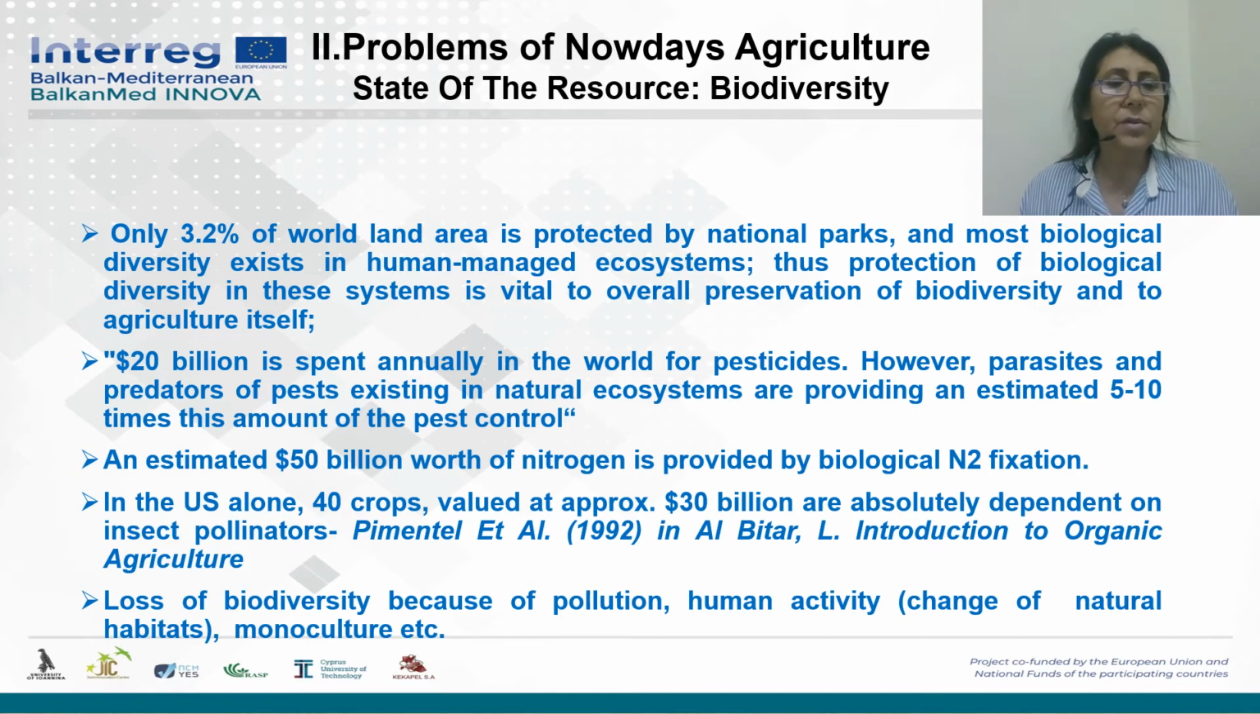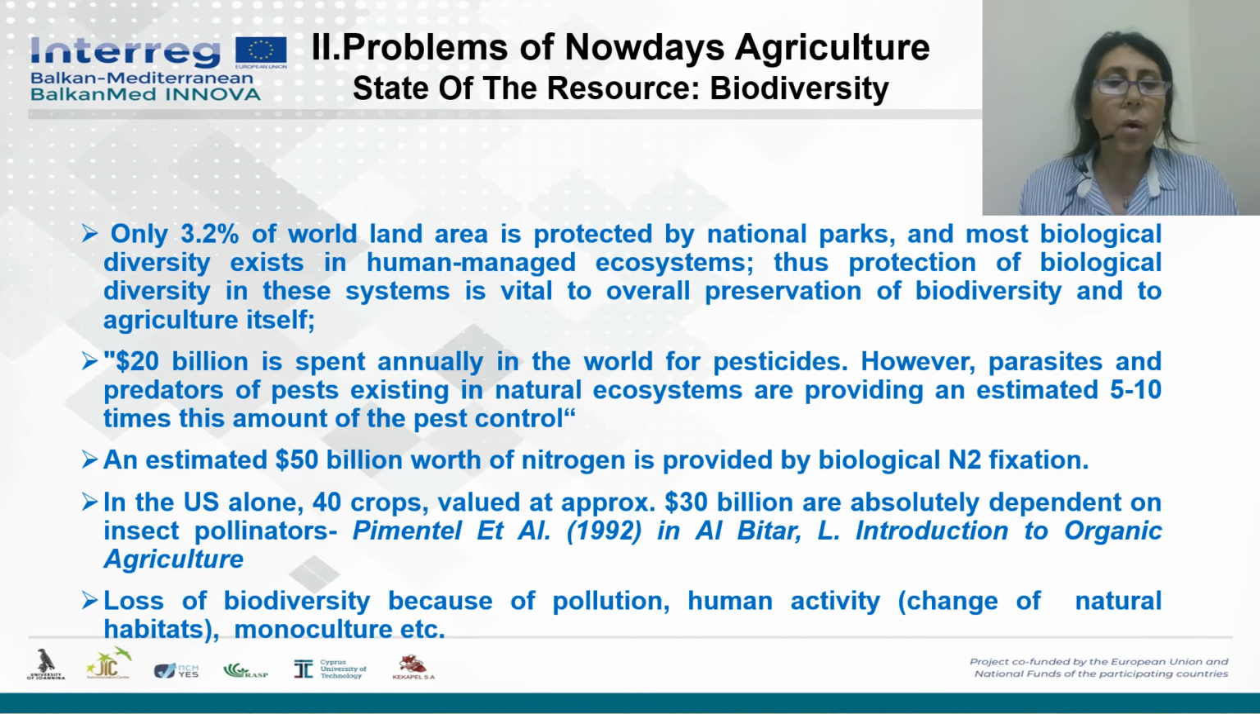About $20 billion is spent annually in the world for pesticides, so it is a huge quantity of pesticides. However, parasites and predators of pests existing in natural ecosystems are providing an estimated 5 to 10 times this amount for pest control. So, the huge part or the majority of the pest control is provided by parasites and predators that are present in natural ecosystems and not in agriculture.